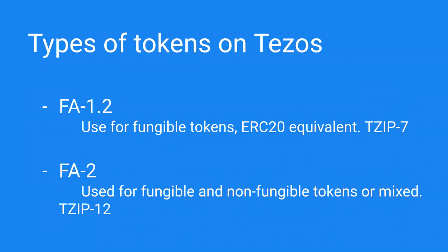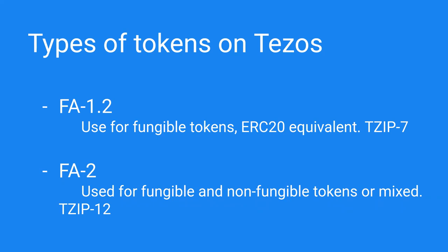So the types of tokens that we are covering today, we have already talked about: FA1.2 and FA2. Why are there two different types of tokens, and which one should you be using for your project? We should understand that first before we go ahead and choose a token type and integrate it with our project. For example, the FA1.2 token was built specifically for fungible tokens. A fungible token is basically a token that you can count, like you can have 10 of some token.